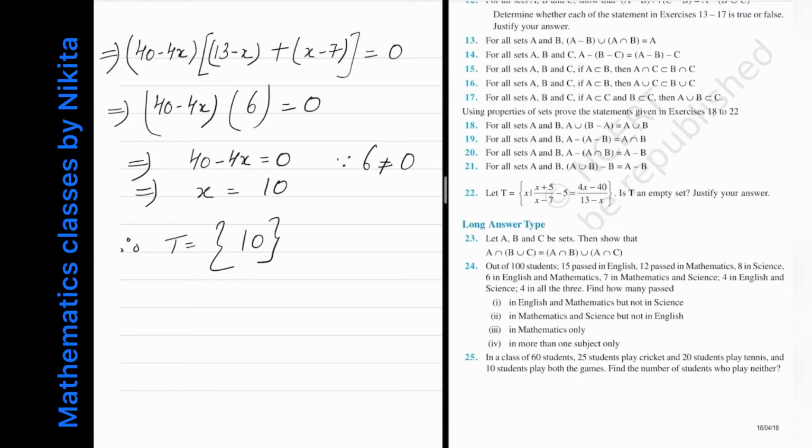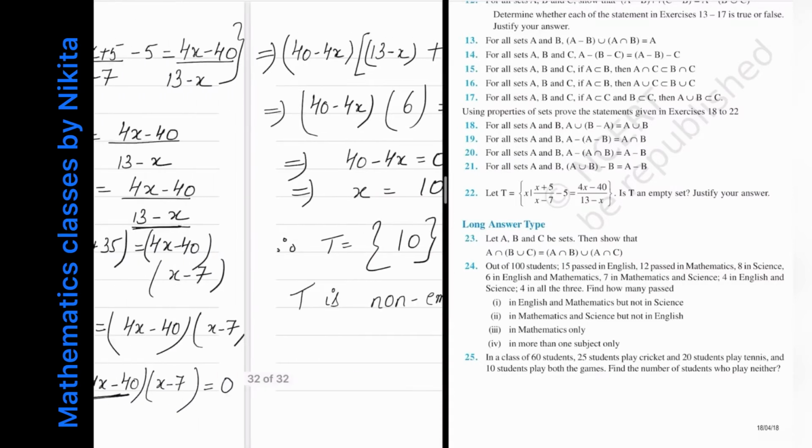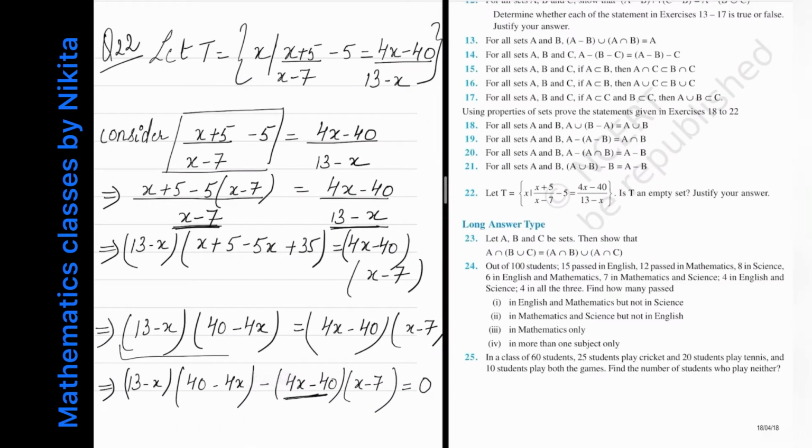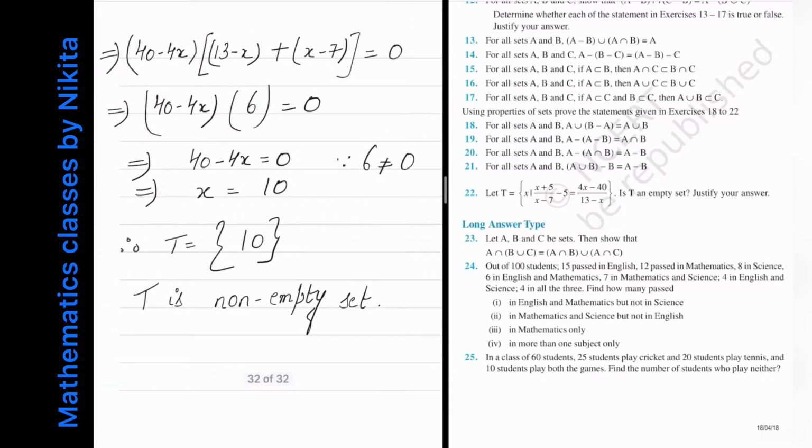We were asked, is T an empty set? So the answer is that T is a non-empty set. Justify your answer. We have justified it by showing that T contains a single element which is equal to 10. Okay. So the important point here was that in this equation you cannot cancel out 40 − 4x. You can write this term as minus of 40 − 4x, but you cannot cancel. We cancel only when we know that a term is non-zero. This was the important point to note in this question.